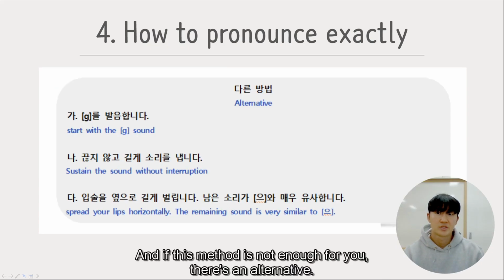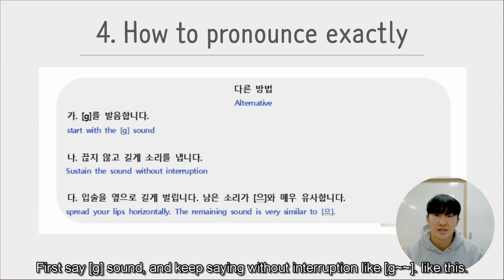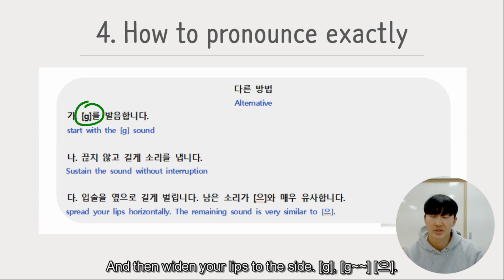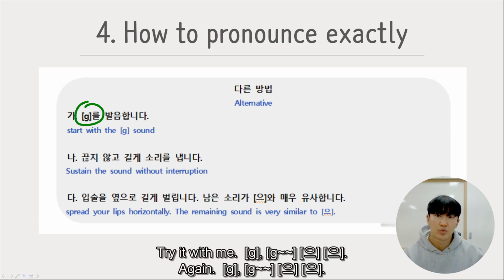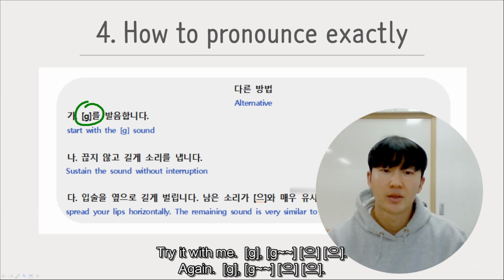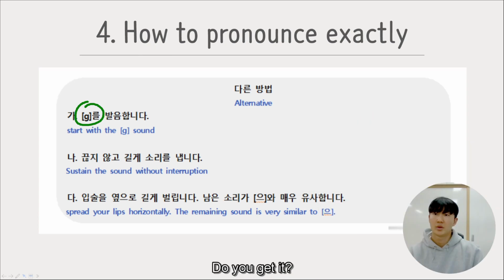And if this method is not enough for you, there's an alternative. First, say g sound, g, and keep saying without interruption like g, g, like this. And then widen your lips to the side, g, g. This sound is very similar to the u sound. Try it with me. G, g, again. G, g. Okay, do you get it?